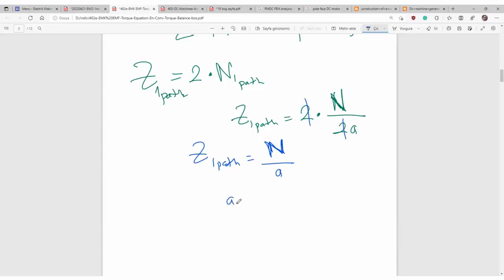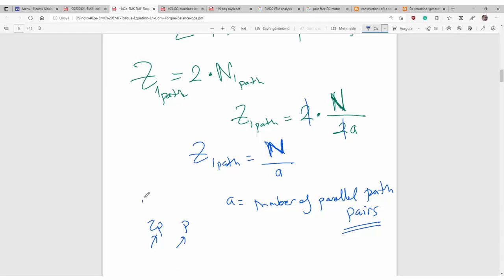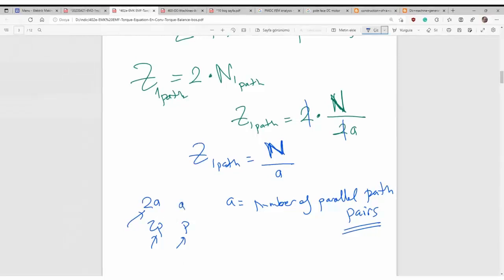A is the number of parallel path pairs. Just like p, that is the number of pole pairs, 2A is the total number of parallel paths, and A is the number of pairs of parallel paths.